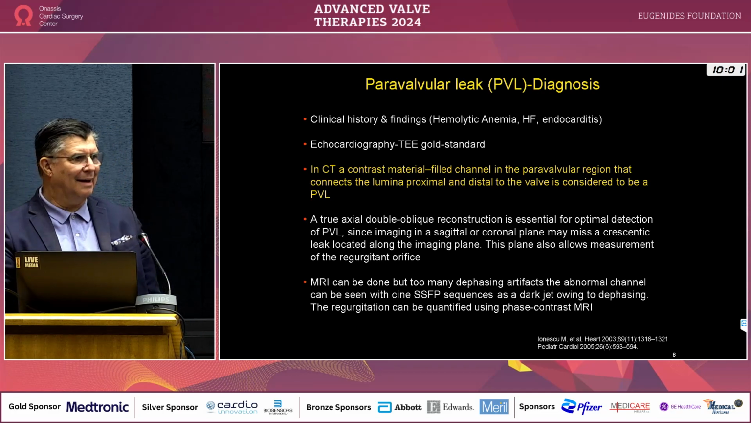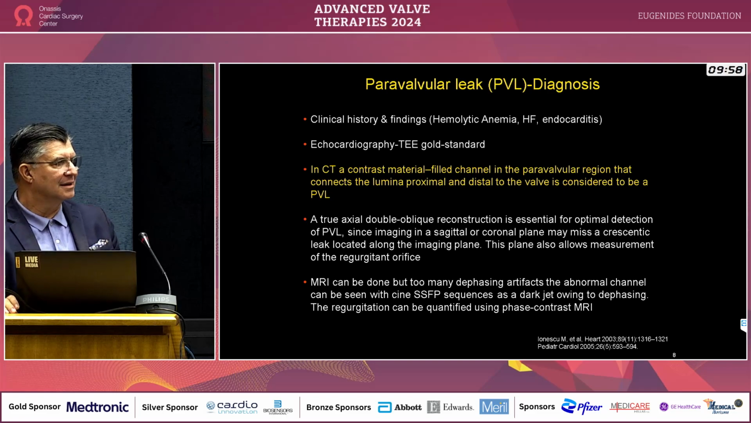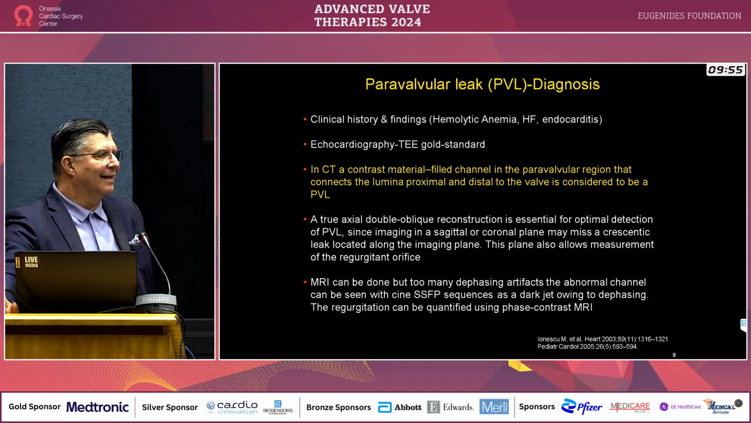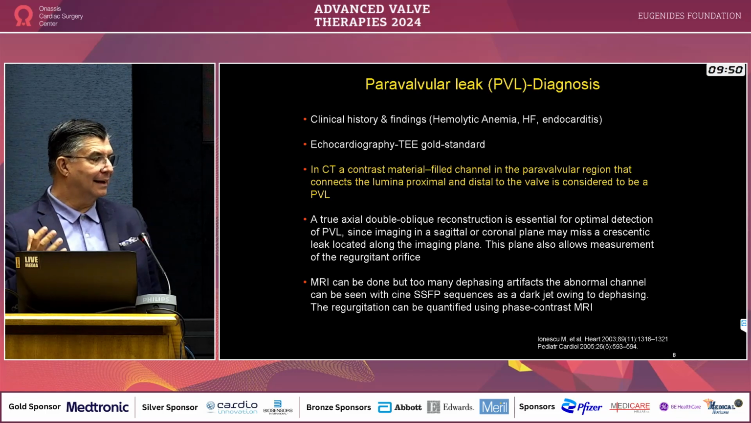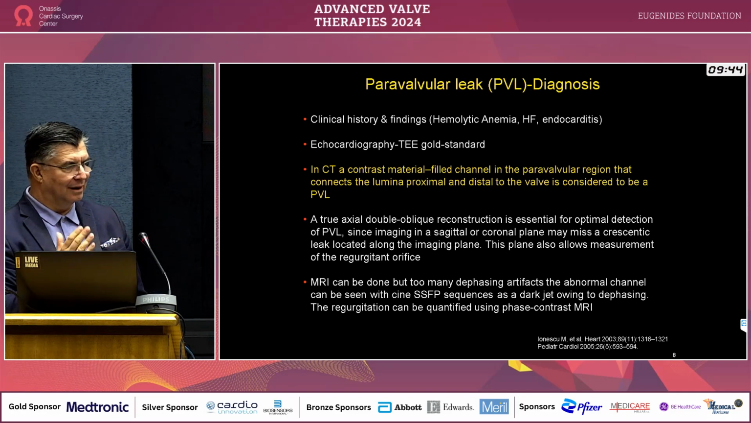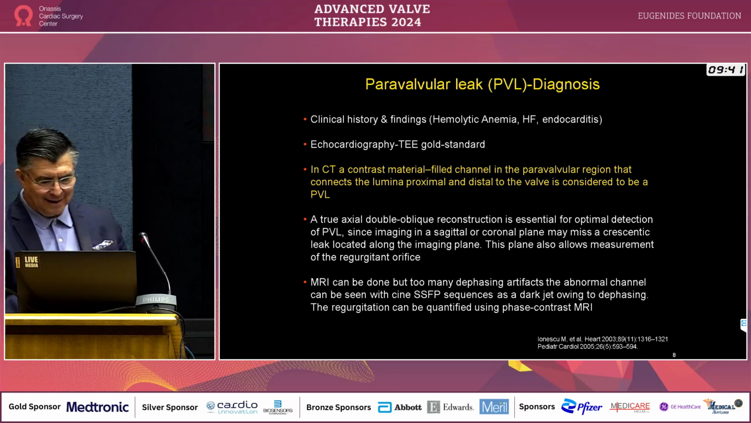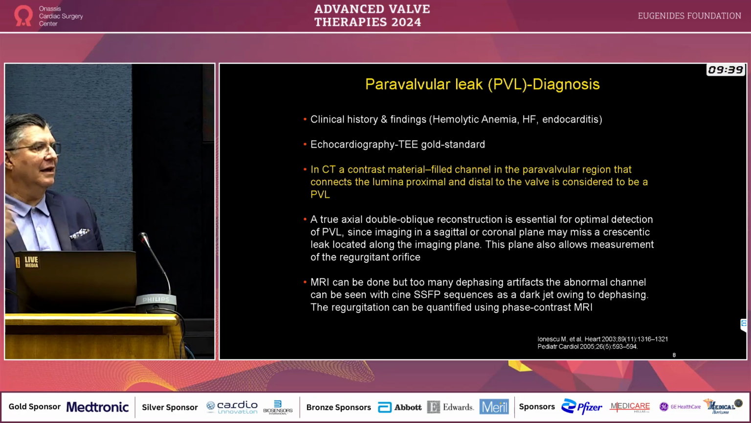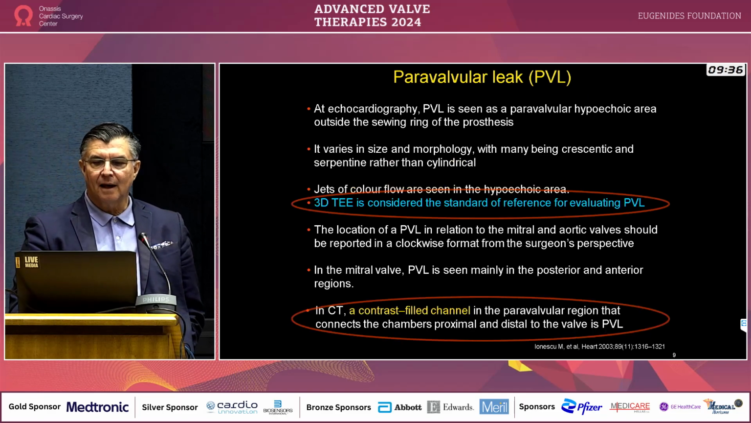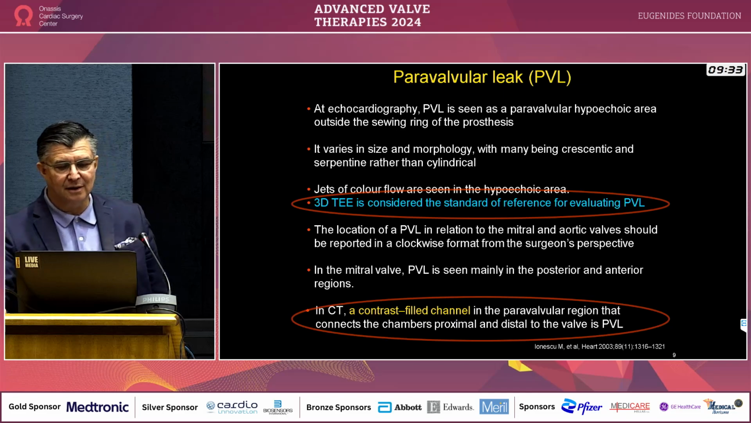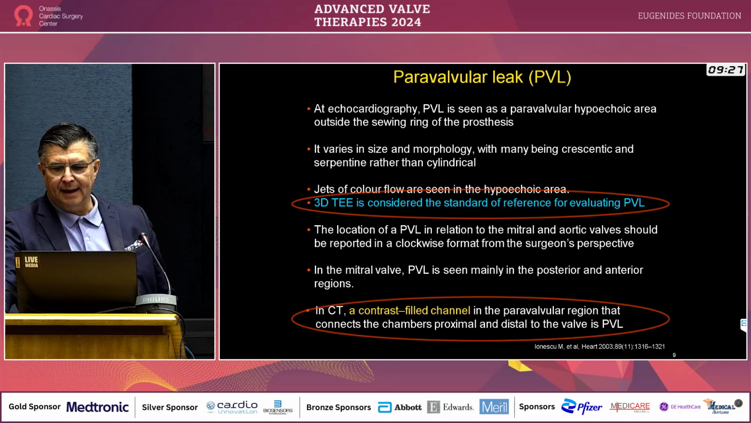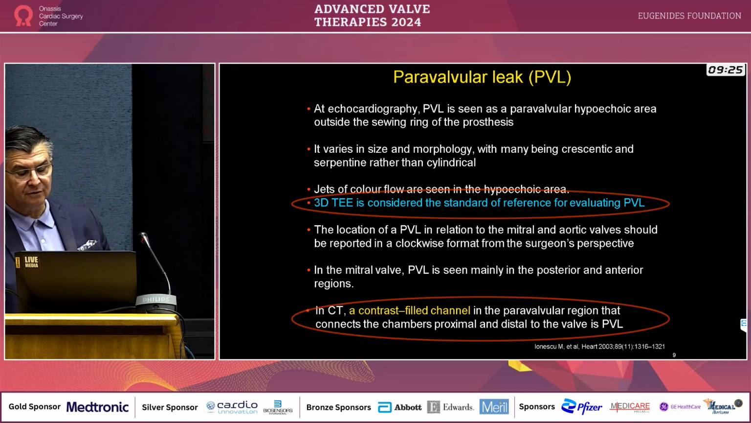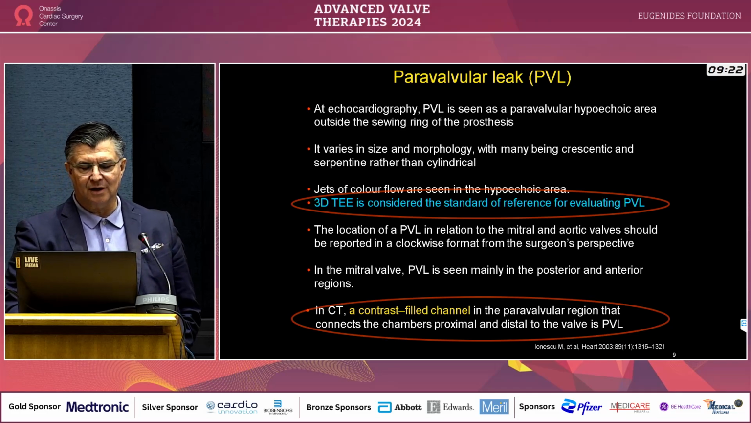Of course, you can do MRI, but MRI has a lower sensitivity, mainly due to artifact, and MRI cannot image in a volume like CT does, so the performance of reconstructions in double oblique planes is rather limited. But if you do it, and if you see it, then it's there. Now, as I mentioned earlier, 3D transesophageal echo is considered the gold standard of reference for evaluating PVL. And again, what you're looking for is a contrast-filled channel in the paravalvular region.